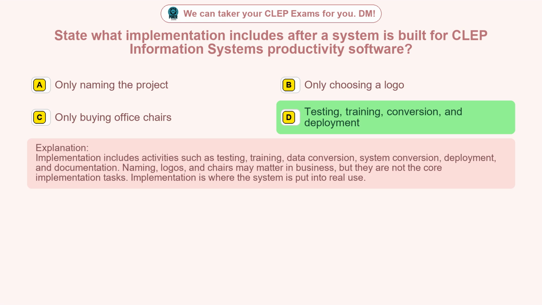Implementation includes activities such as testing, training, data conversion, system conversion, deployment, and documentation. Naming, logos, and chairs may matter in business, but they are not the core implementation tasks. Implementation is where the system is put into real use.